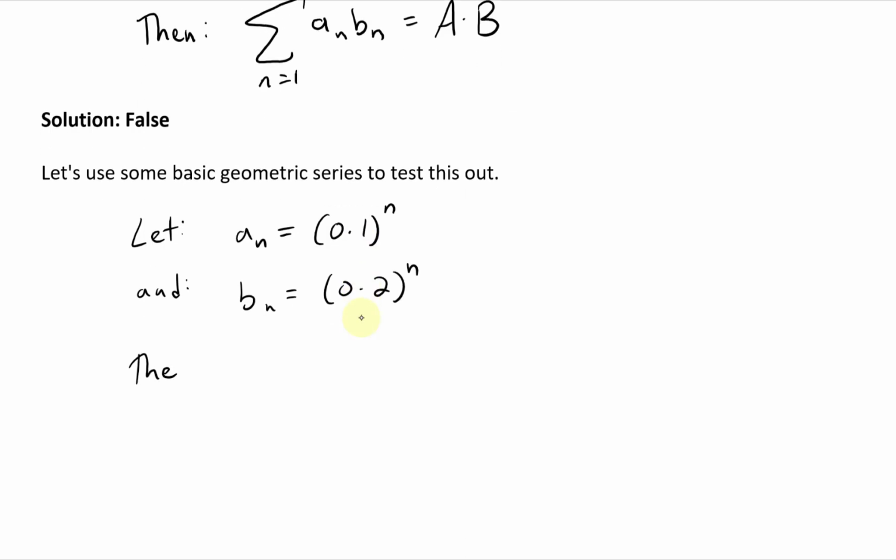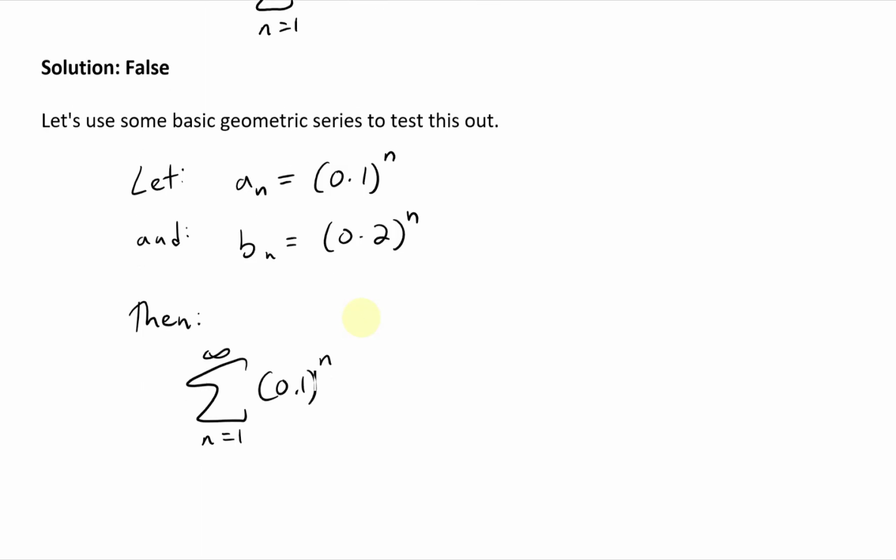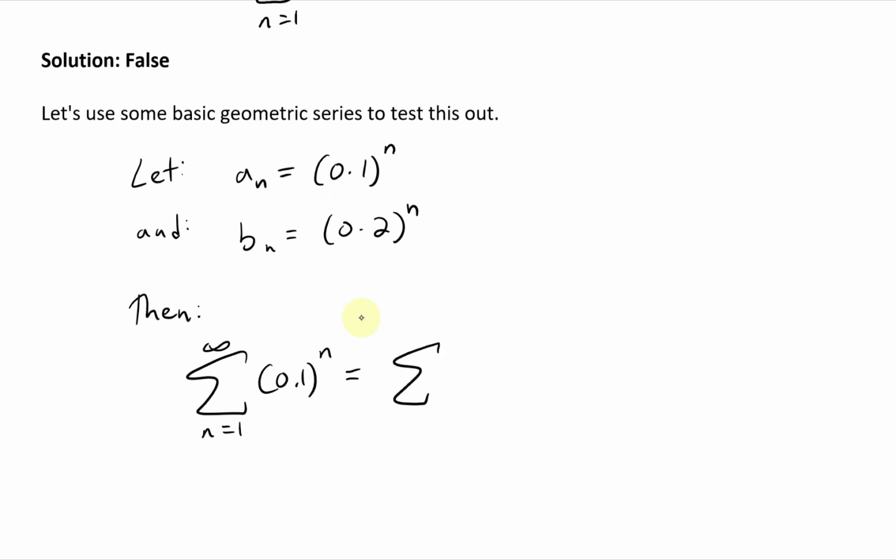Then we have the summation from n equals 1 up to infinity of 0.1 to the power of n. Just for completeness, to make it look like the geometric series in the theorem, you could write this as the sum from n equals 1 of 0.1 times 0.1 to the power of n minus 1. When you add those up, it's the same thing. For example, if you plug in n equals 1 here, it's 0.1 to the power of 1, that's 0.1. And here, it's 0.1 times 0.1 to the power of 1 minus 1, which is 0.